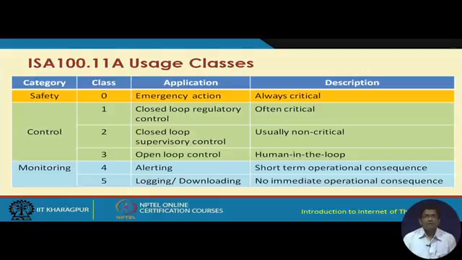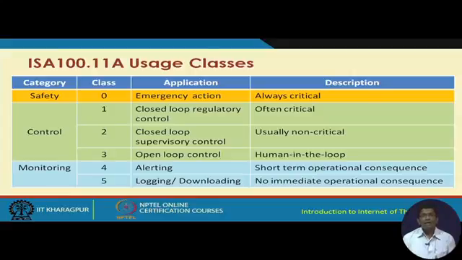So, these are the different usage classes corresponding to different categories of applications. For safety, the classes are 0 and 1. 0 stands for applications such as emergency action in some critical situation. 1 is for closed loop regulatory control, which may also be critical. Then we have the control category, which has classes 1, 2 and 3. 1 stands for closed loop regulatory control, 2 for closed loop supervisory control, and 3 for open loop control.